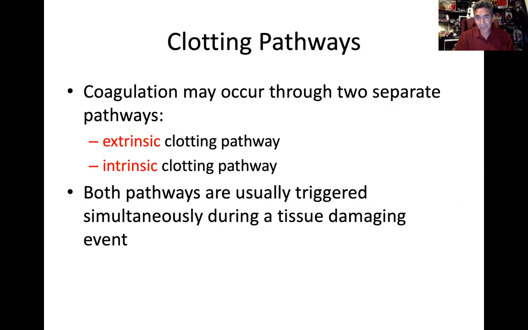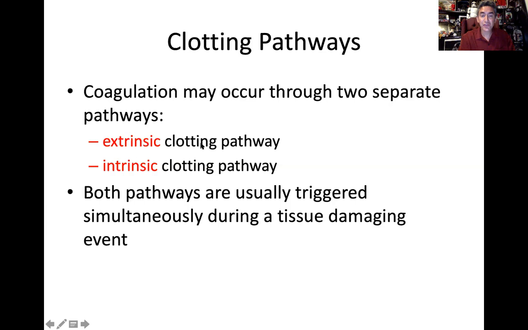Two clotting pathways, and again, this can get super detailed. I don't want to get too bogged down with the individual factors. I just want you to have an idea of what the body is trying to accomplish with this. So the final product, the final fibrin molecule, is the same. It's just going to be initiated in a different way, and basically they're going to be triggered at the same time, right? So looking at our extrinsic clotting pathway and intrinsic.